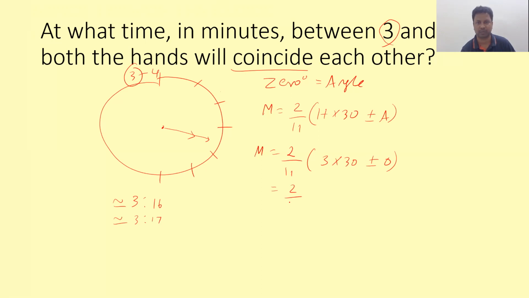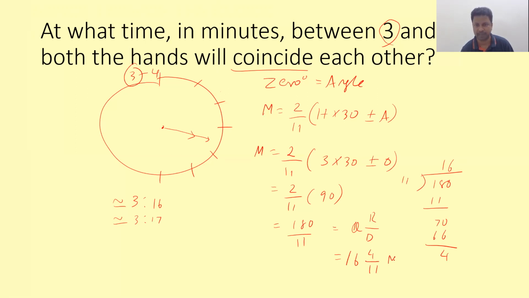So see this: 2 by 11 into 90 is 180 by 11. I make it a mixed fraction. 180 divided by 11: 1 time 11, remainder 70. 6 times 66, remainder 4. To make a mixed fraction, it is quotient, remainder by divisor. What is the quotient? 16. Remainder is 4. Divisor is 11.